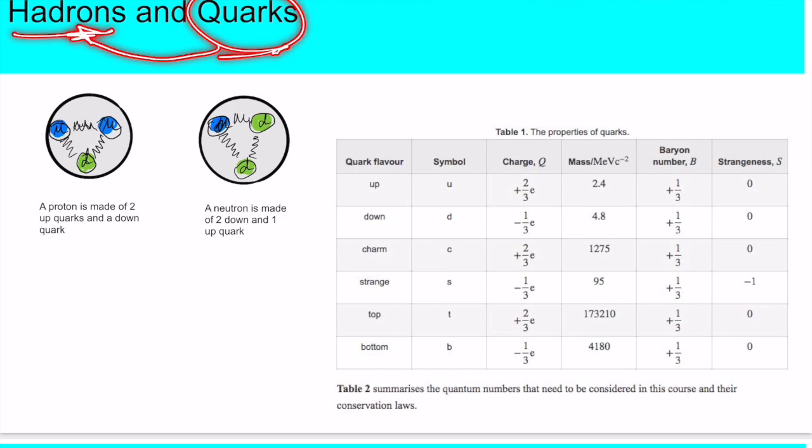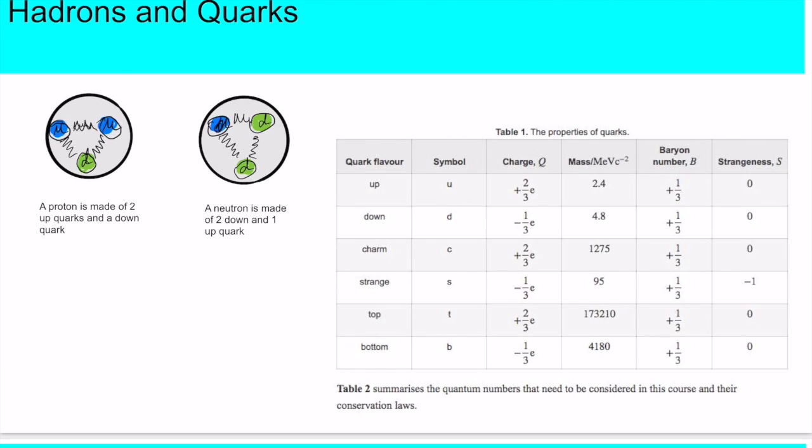Hadrons are hard particles that we consider big, like a proton that is made up of two up and one down quark, or a neutron made up of two down and one up quark. So this model is what we know now as the standard model of physics.